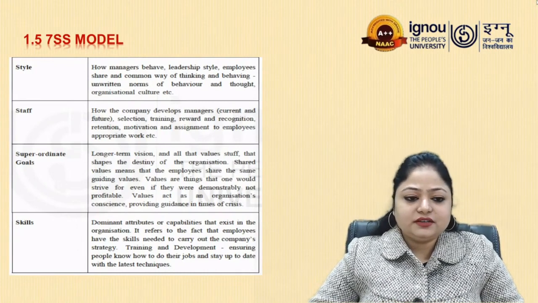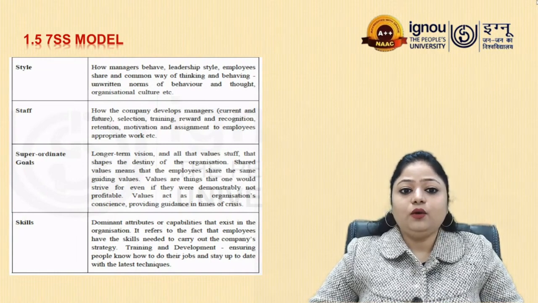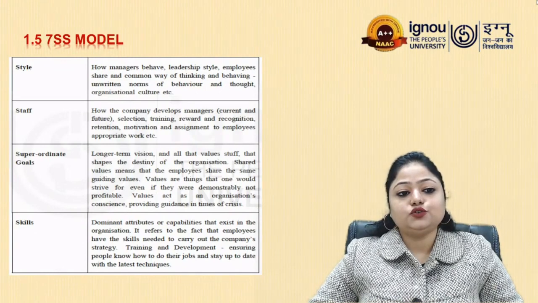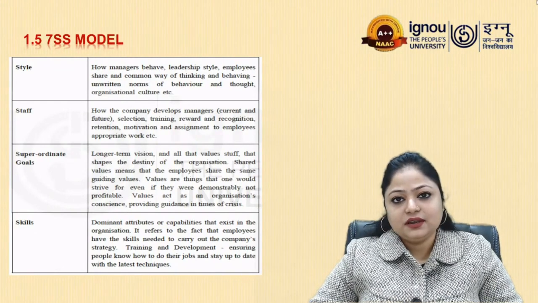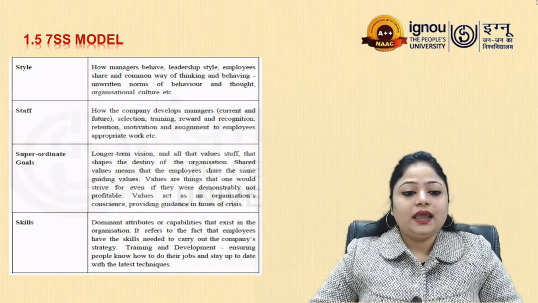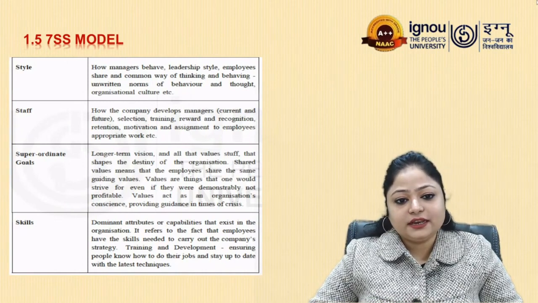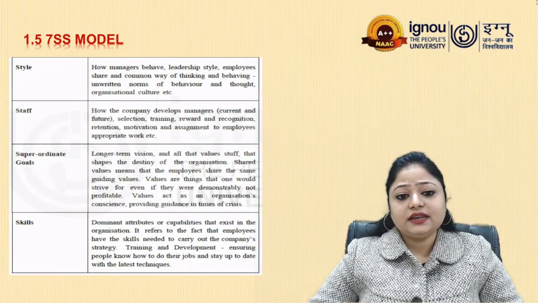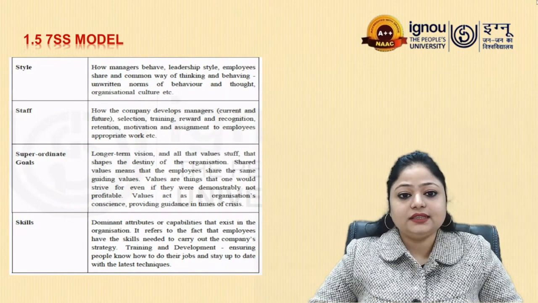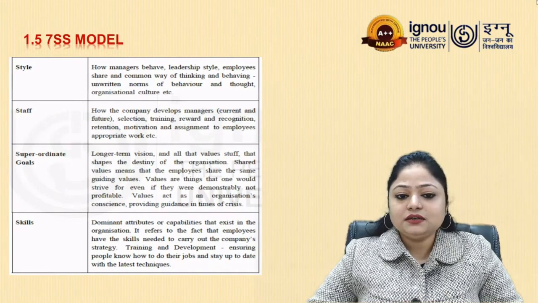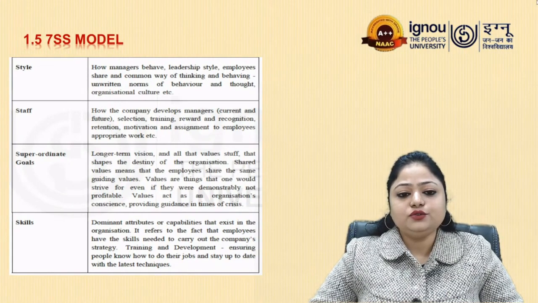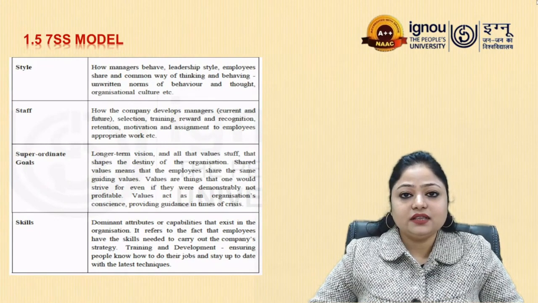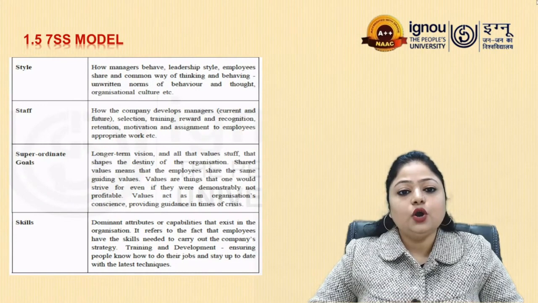Then superordinate goals: long-term vision and all that value stuff that shapes the destiny of the organization. Superordinate goals, like vision, mission, and objective or goal statements, are the outlook which the organization has at its conception phase and in its development phase, and it runs the organization toward a better future, and it shapes the destiny of whether the organization is going to survive in the market or not.